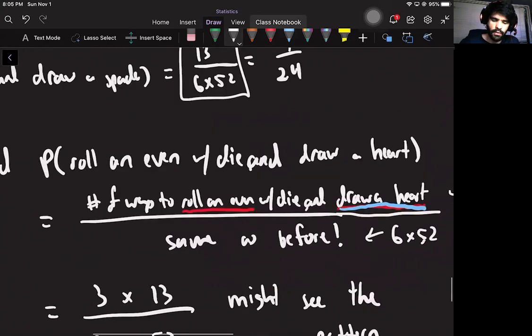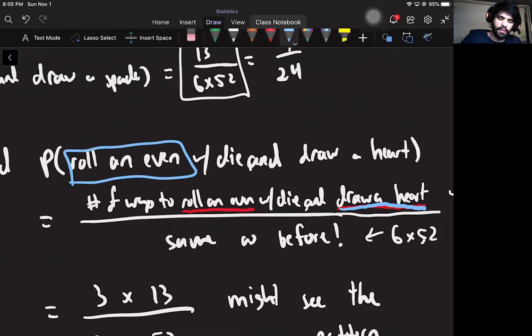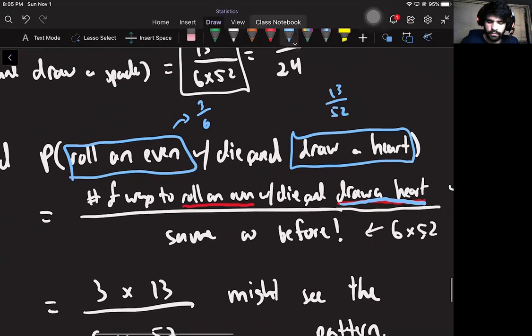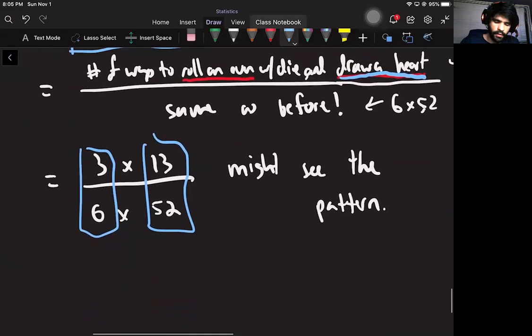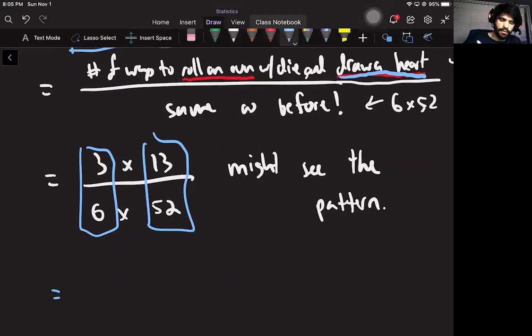What if I just asked these 2 questions separately? What if I just said, what's the probability to roll an even? Well, 2, 4, 6 are the evens, so there's 3 ways to do that, and there's 6 total dice rolls. What's the probability of drawing a heart? Well, there's 13 hearts out of 52 cards. Oh, but isn't that what these 2 numbers are here? Yes, it is. And luckily, multiplication I can break up like this. This is exactly the same as this.